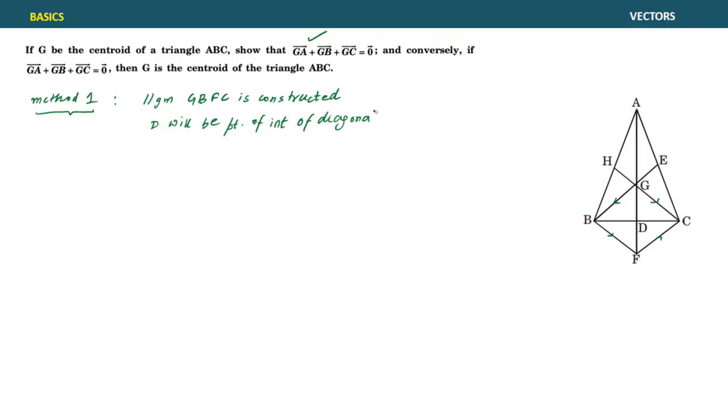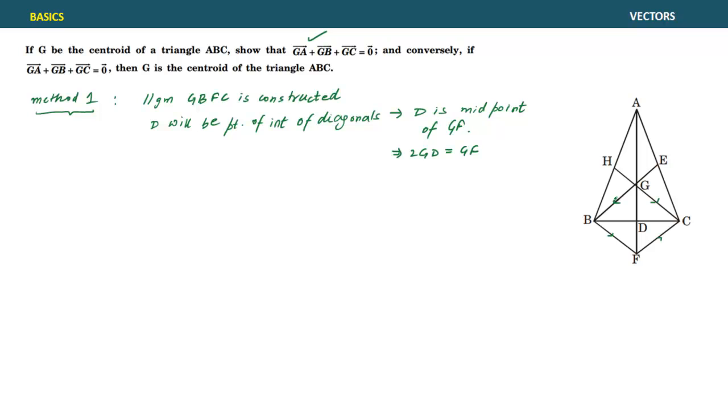It will be the point of intersection of diagonals of the parallelogram, and we know that if it is the point of intersection of diagonals, that means D is the midpoint of GF, right? This is what we can say. Any problem? Or in fact, I can say that 2 times GD is equal to GF, right? This is what I can say.